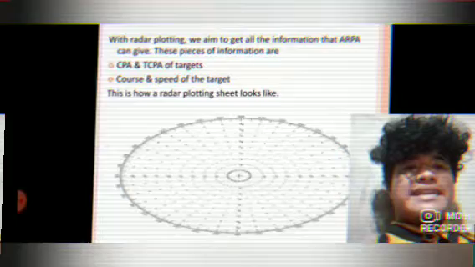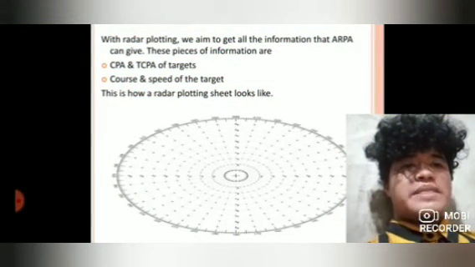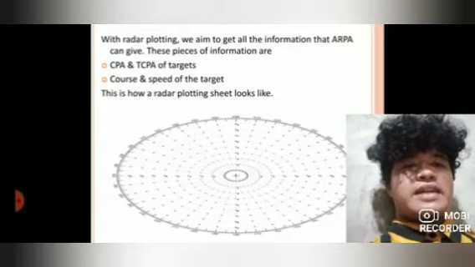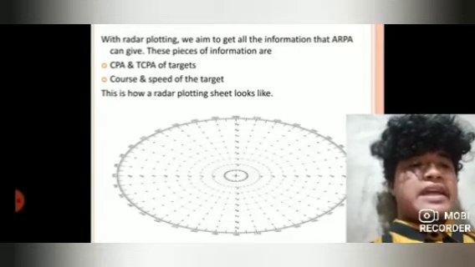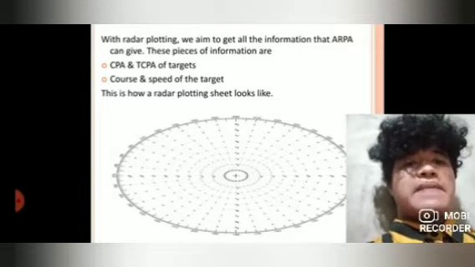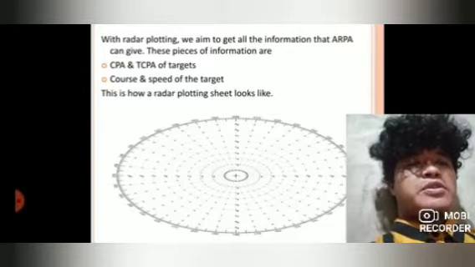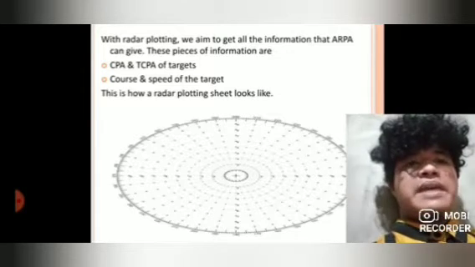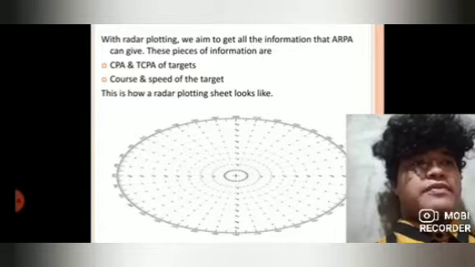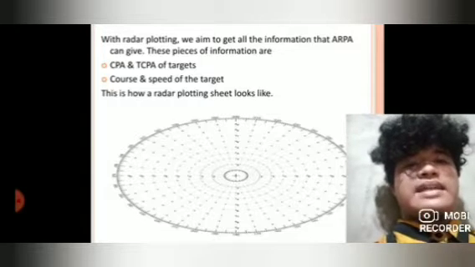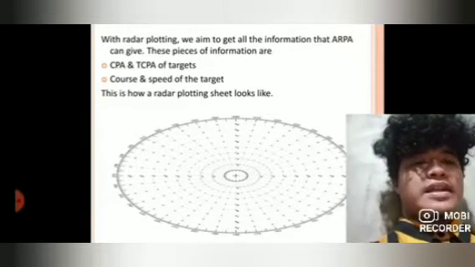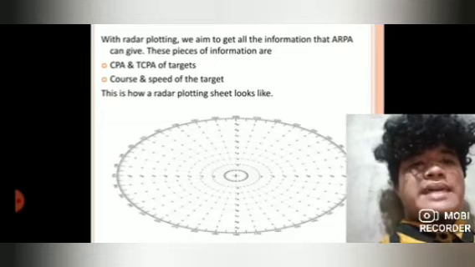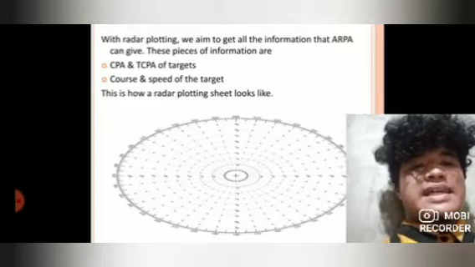And we aim to get all the information that ARPA can give. These pieces of information are the CPA and TCPA of targets. CPA means the closest point of approach of the target, while TCPA means the predicted time of closest point of approach. Second is the course and speed of the target. This is how a radar plotting sheet looks like, as you can see in the picture.